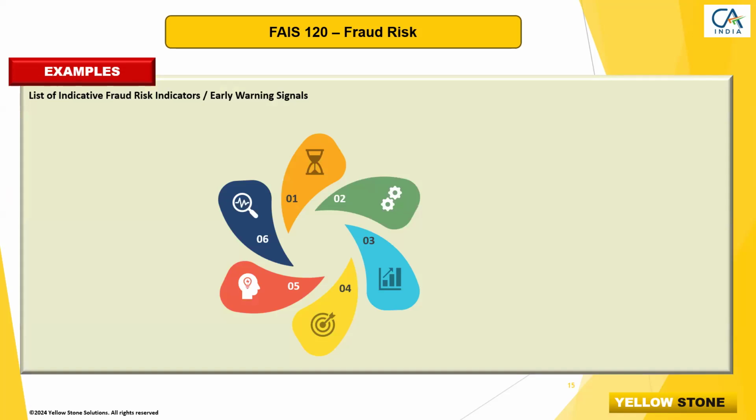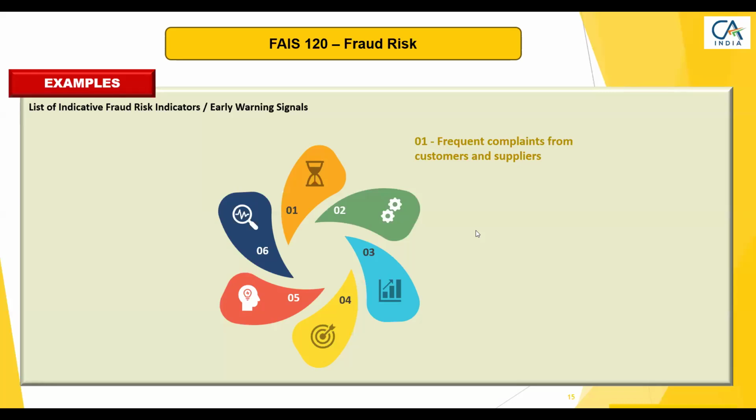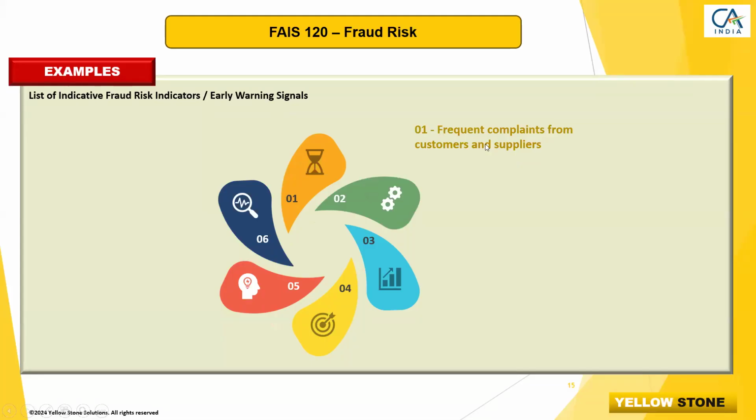Some fraud risk early warning signals, which are recommendatory, out of the many by ICAI: frequent complaints from customers and suppliers. If you want to chip in, at least for two or three of these six, in case you see this fraud risk of frequent complaints from customers and suppliers, what steps would you take to evaluate whether there is significant fraud risk or whether it can be mitigated? What would be the line of action if you see this element? Anyone?